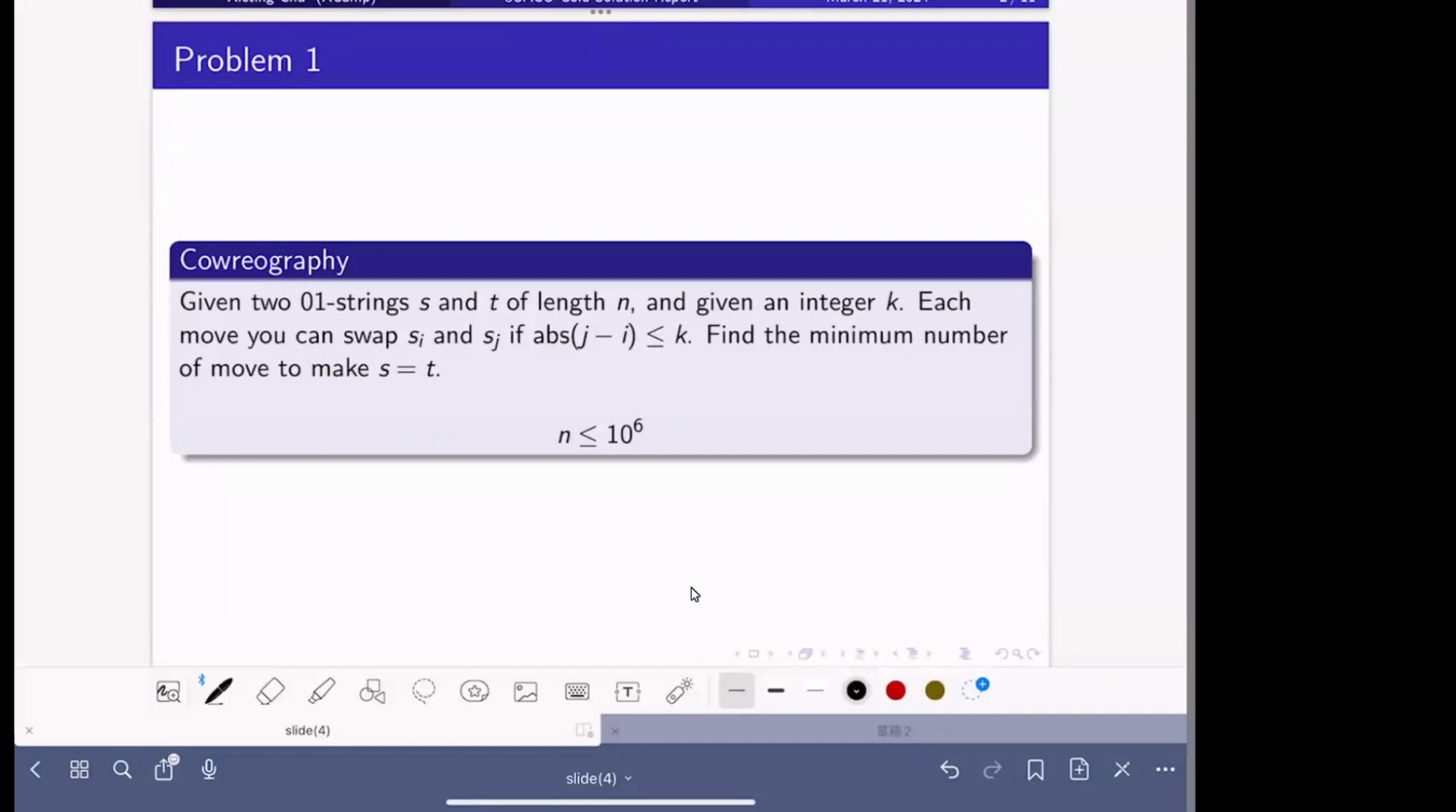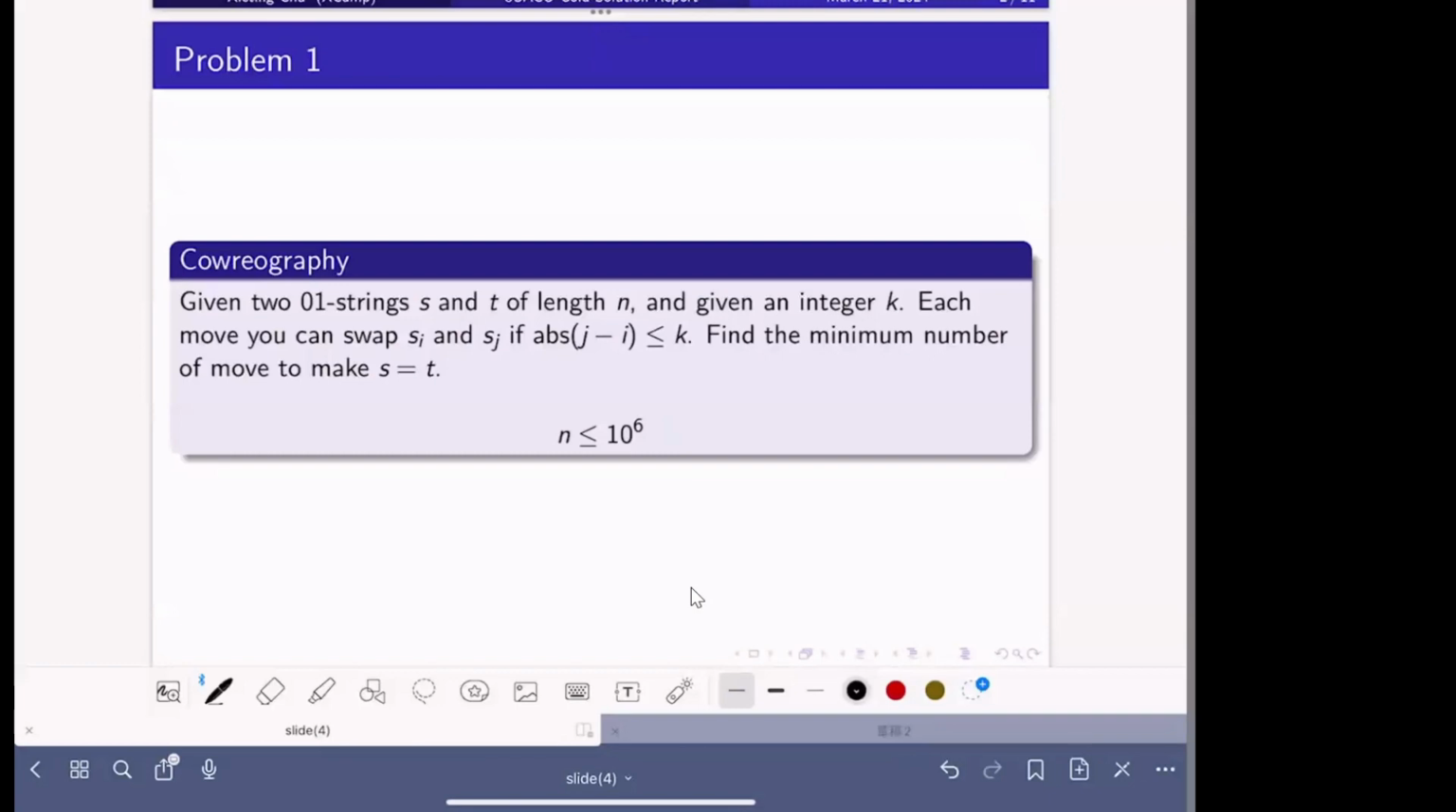Okay, so let's first talk about the first problem. This problem gives you two strings S and T, both 0-1 strings of length n, and an integer k. In each move you can swap S_i and S_j if the distance between i and j is less than k. You need to find the minimum number of moves to make S equal to T.